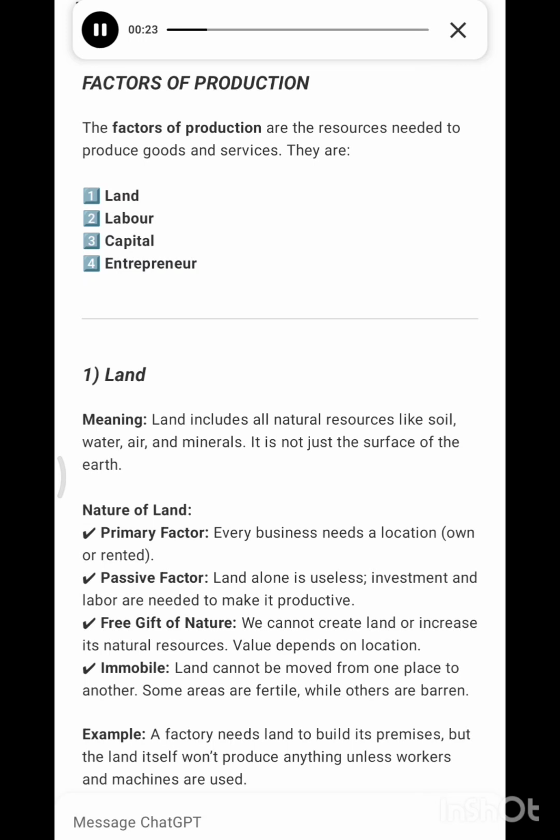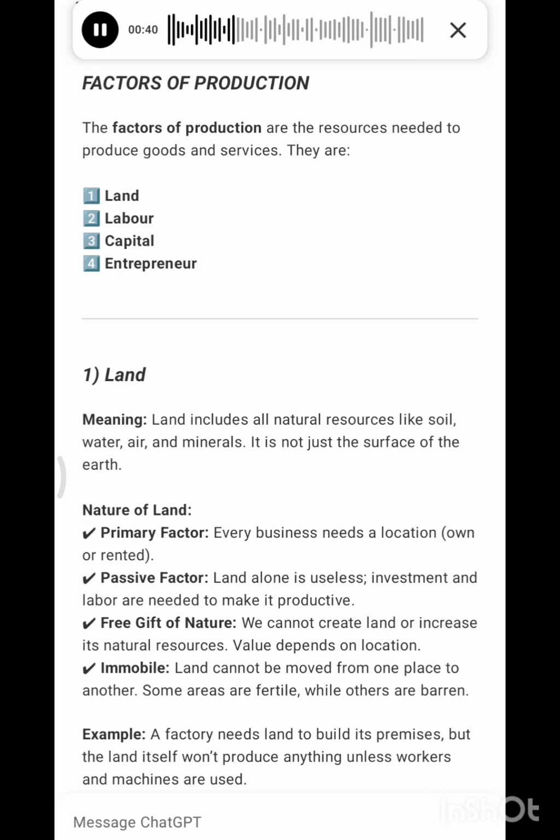Nature of land. Primary factor. Every business needs a location, own or rented. Passive factor. Land alone is useless. Investment and labor are needed to make it productive. Free gift of nature. We cannot create land or increase its natural resources.